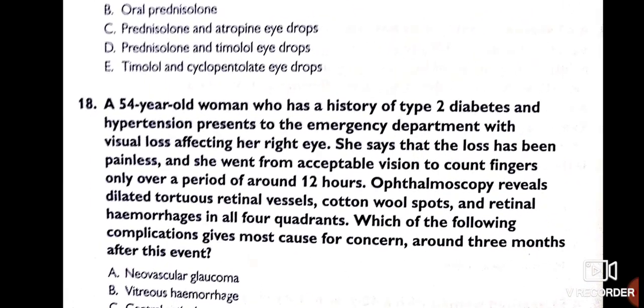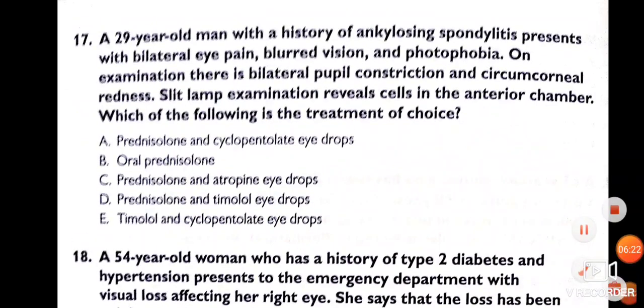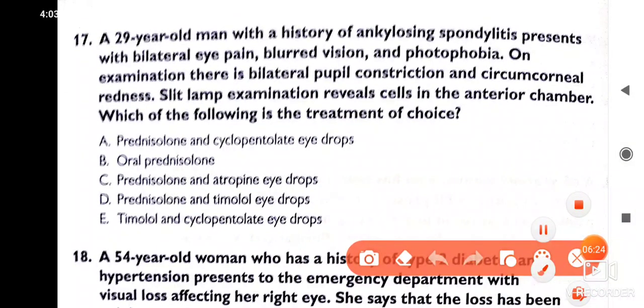Let's discuss another MCQ. A 29-year-old man with a history of ankylosing spondylitis presents with bilateral eye pain, blurred vision, and photophobia. On examination, there is bilateral pupil constriction and circumcorneal redness. Slit lamp examination reveals cells in the anterior chamber. Which of the following is the treatment of choice here? We are going to give prednisolone and cyclopentolate eye drops in this condition.